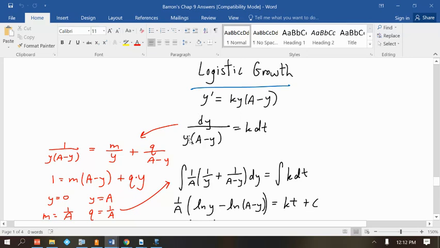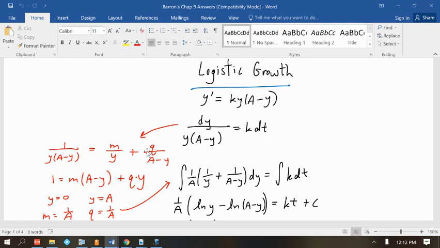Now, how do you integrate this side? Notice it's not a simple natural log. This is a fraction whose denominator has factors. And when the denominator is factorable, that's when you must use partial fractions to split the one fraction into two smaller fractions. And I think because I had an A minus y in our differential equation, I used M and Q for the numerators. Remember how I normally use A and B.